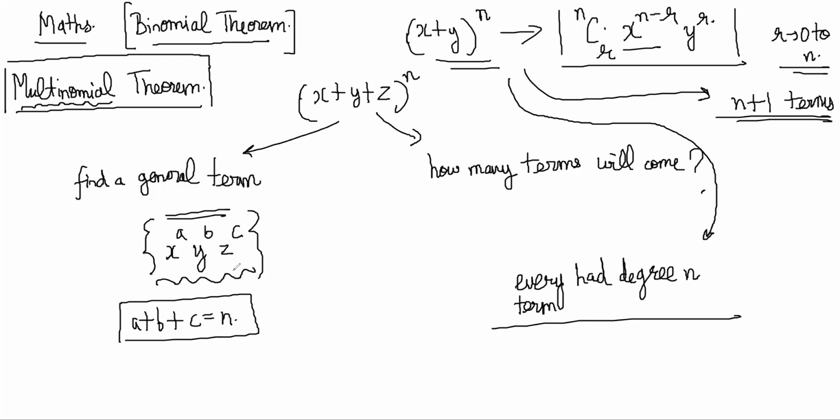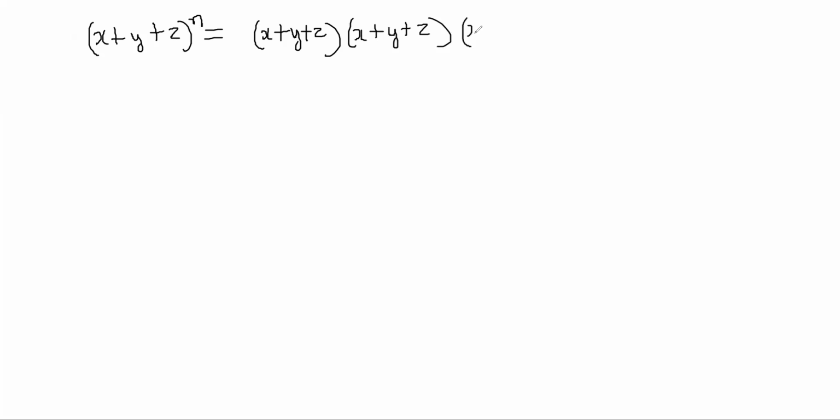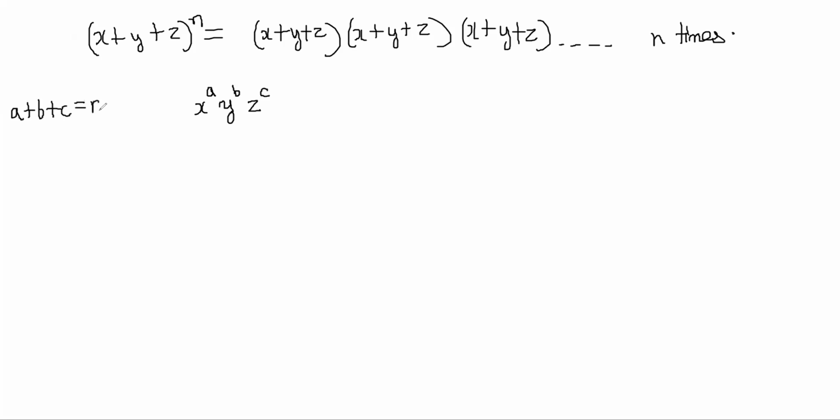We want to figure out how many such terms will come. Okay, so let's think about it. X plus y plus z to the power n can be written as x plus y plus z, x plus y plus z, x plus y plus z. How many times? We have to do it n times. There are such n brackets, and you want to make a term x power a, y power b, and z power c, such that a plus b plus c is equal to n. So let's try to make one such term.